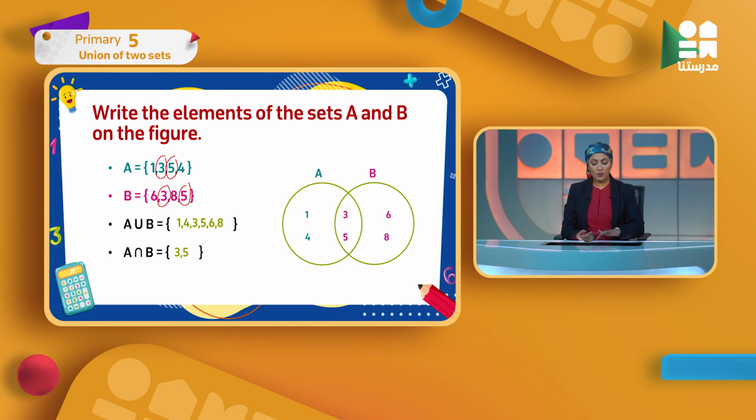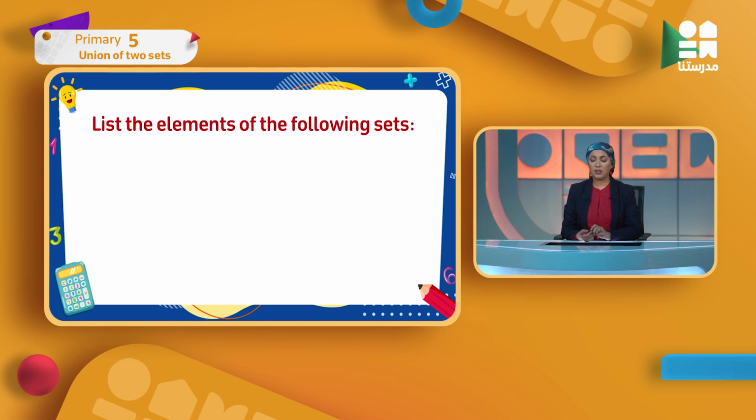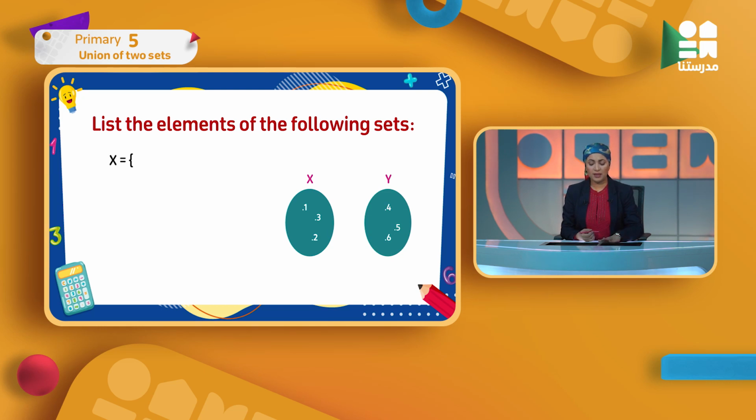Okay, now let's move to another question. List the elements of the following sets X and Y. Element X is 1, 2, and 3, and Y is 4, 5, and 6. And as you see, both of them are disjoint set. يعني هما مش بيتقابلوا خالص. First, list the elements in set X. They are 1, 2, and 3. Then Y is 4, 5, and 6.